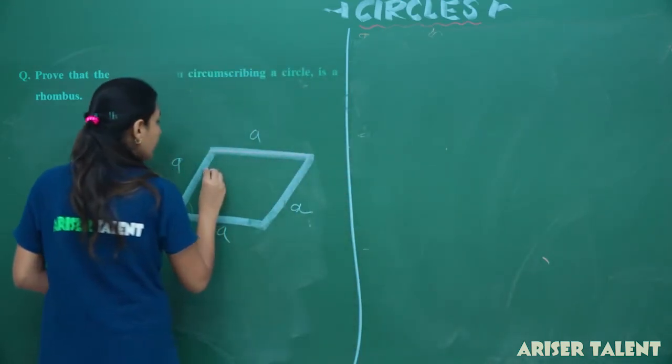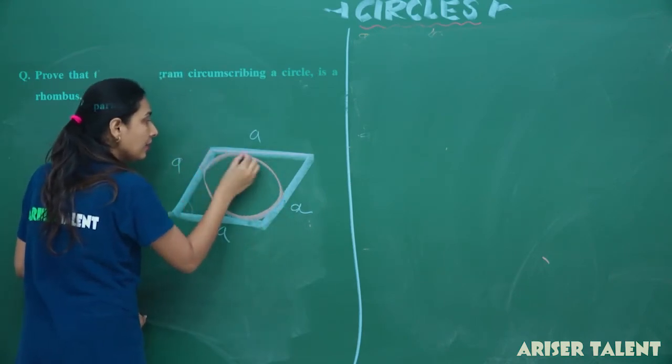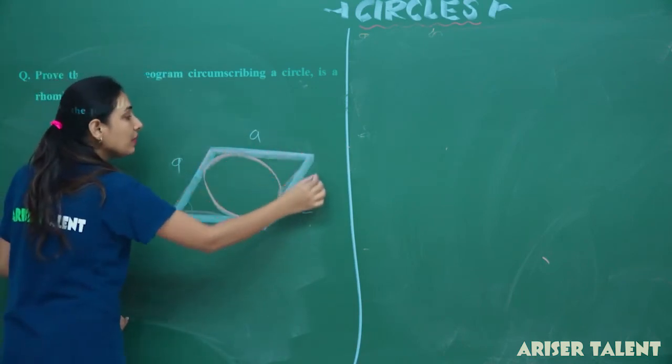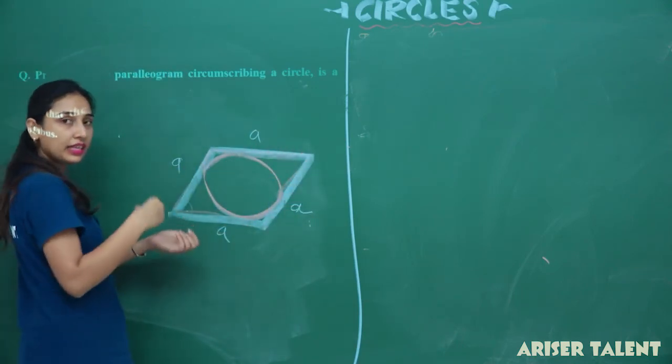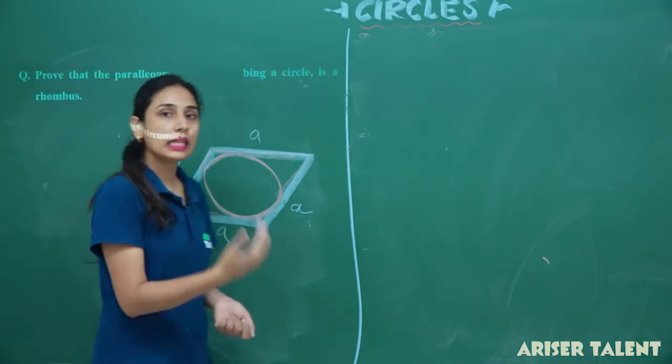So, if I am having a circle and I will draw tangents here, then this will not be a general parallelogram, but a specific case of parallelogram, that is a rhombus. So, we will prove it in the next session.